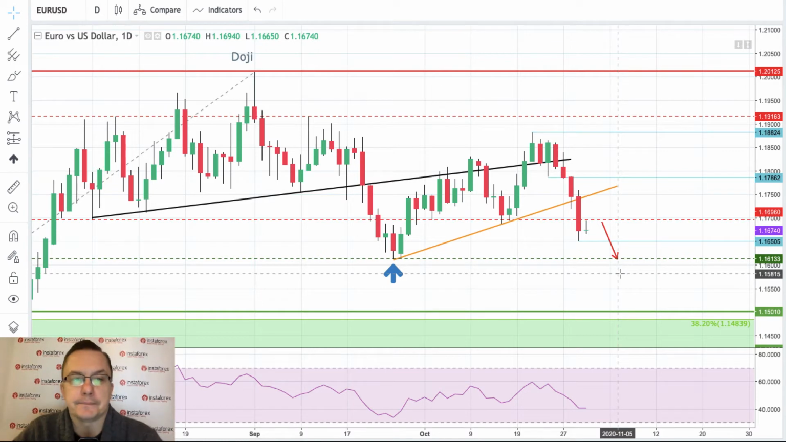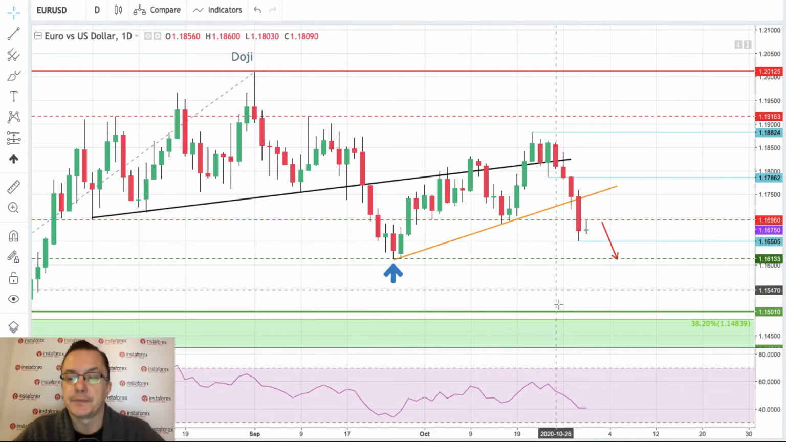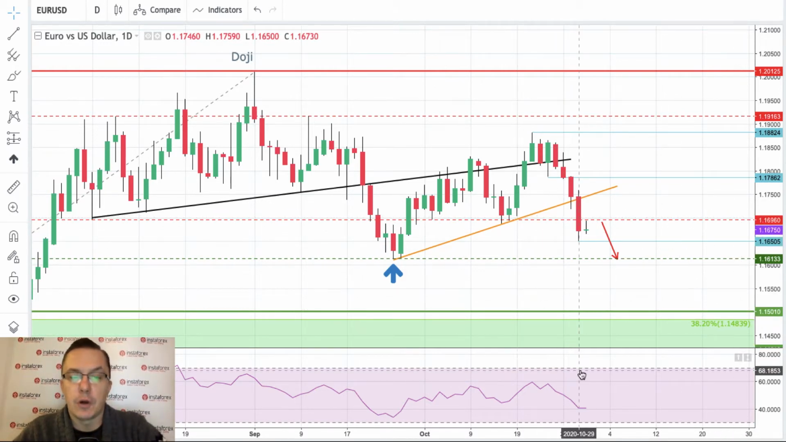The first ultimate target is seen at the level of 38% of the Fibonacci retracement at 1.1483. So that's the euro dollar. Pretty straightforward analysis. We are still under the control of bears. As you can see, we are almost at the level of 40 on the RSI. RSI is weak, RSI is negative, so there is definitely bearish influence on the market.